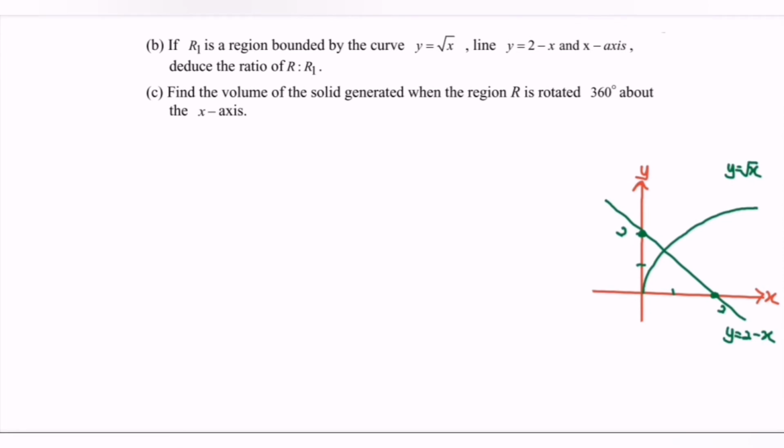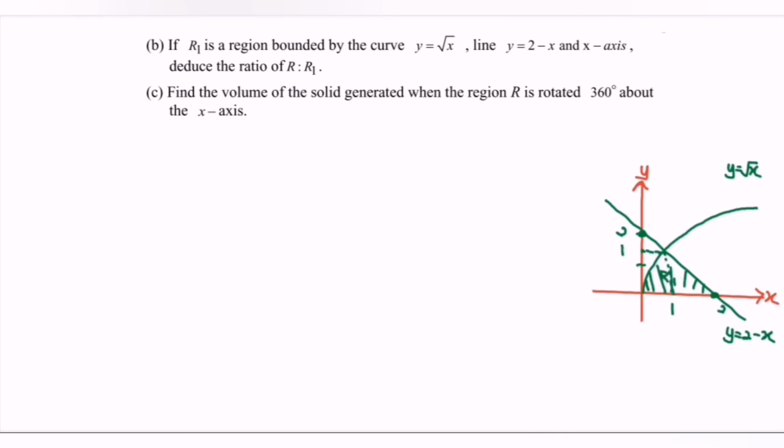Next, we focus on the second part, B. If R1 is the region bounded by the curve y equals square root of x, y equals 2 minus x, and the x-axis, so here will be the region. So here the point of intersection is 1. Same goes to this part, 1. So now here we have the region R1.